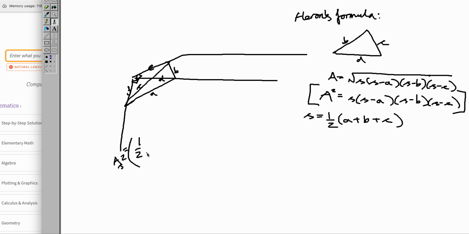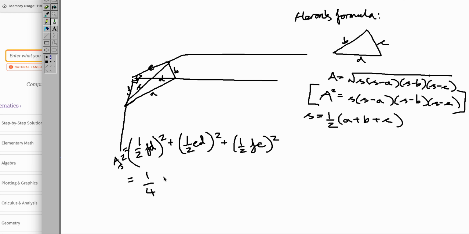is just going to be a half F times D squared plus a half E times D squared plus a half F times E squared. And that comes out as a quarter F squared D squared plus a quarter E squared D squared plus a quarter F squared E squared.